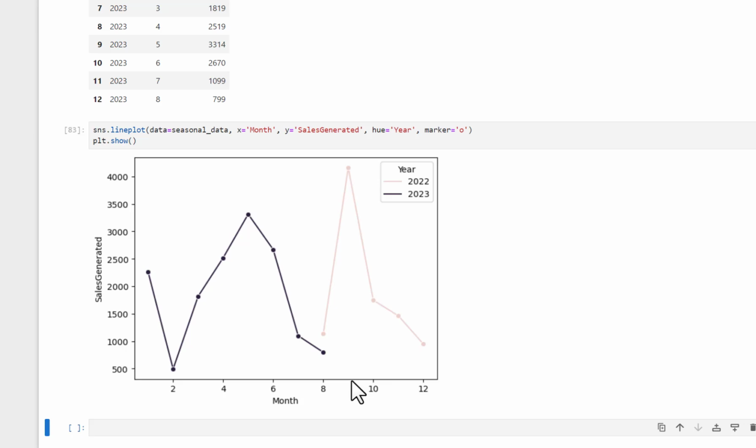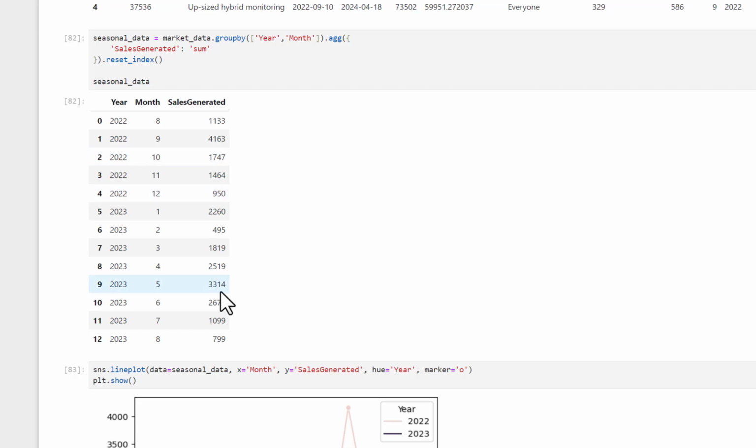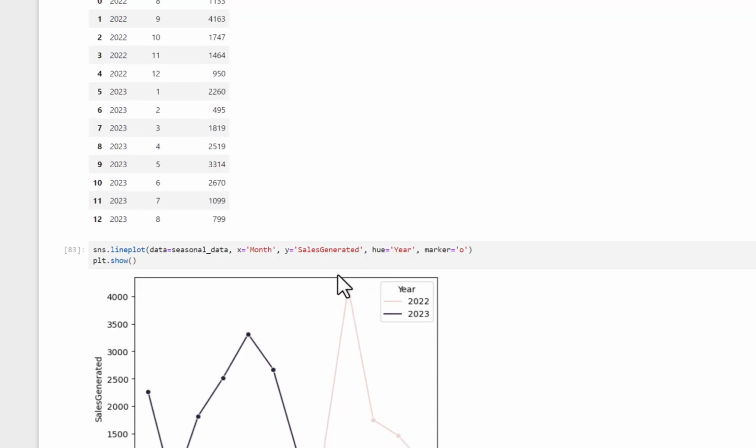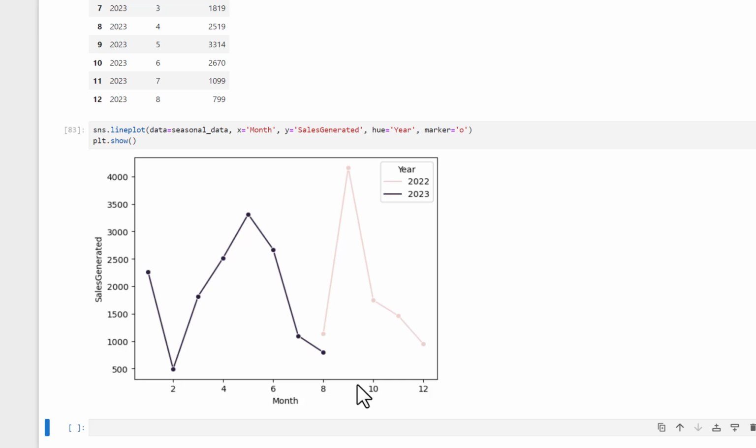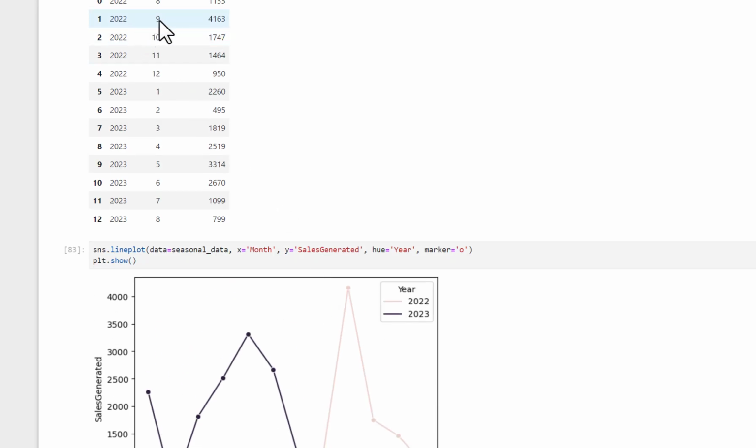So from here we can know the particular month that we had the highest number of sales generated. The total is actually the summation of these sales generated, because we are using the seasonal data set. We are not using this market data. We are using the seasonal data set that we must have grouped by the year and the month. So this is basically what we have here. In between 10 and here is about, let's say, 9, a month of almost September here. We can find that here, September.